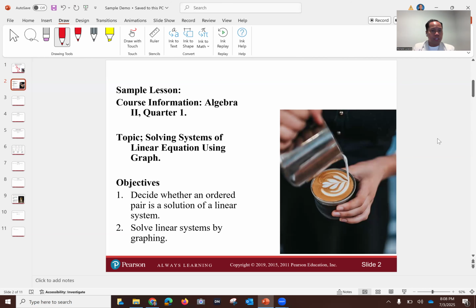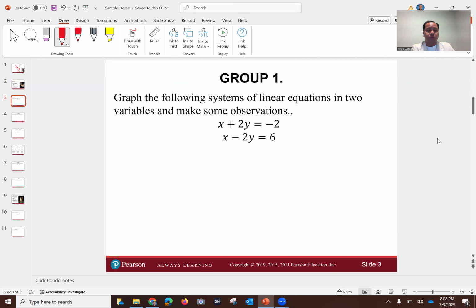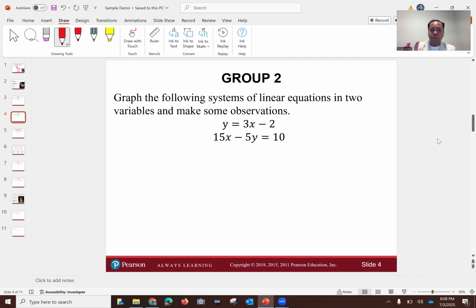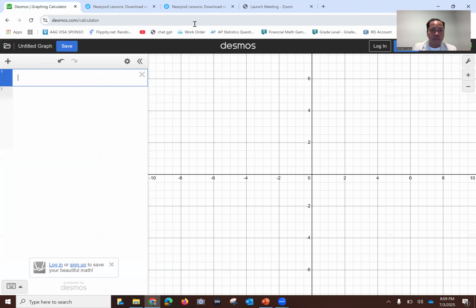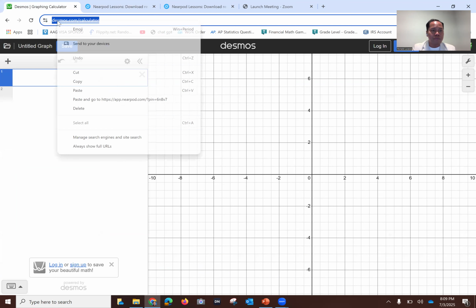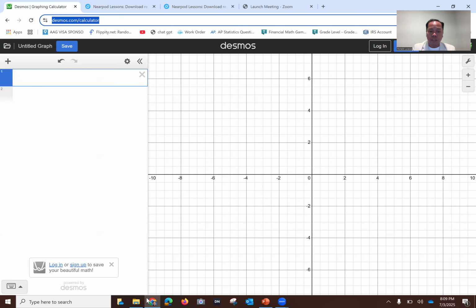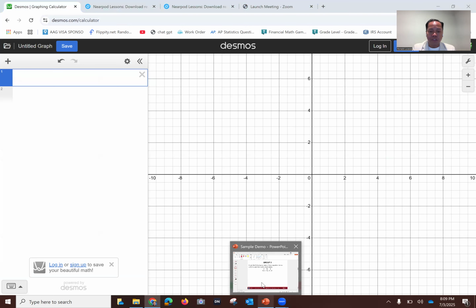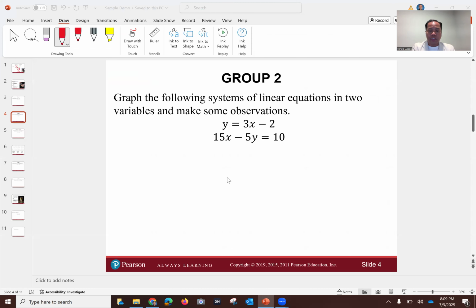I'm gonna send you to a breakout session. If you will be in breakout room number 1, this is going to be your problem. Graph the following systems of linear equations in two variables and make some observations. And for breakout room number 2, this is going to be your problem. Make some observations as well. I'm going to send the link to the Desmos so you don't need to graph it manually and can focus on graph observation. So the link for the Desmos is in the chat box, and let's discuss your answers and observations in 5 minutes.